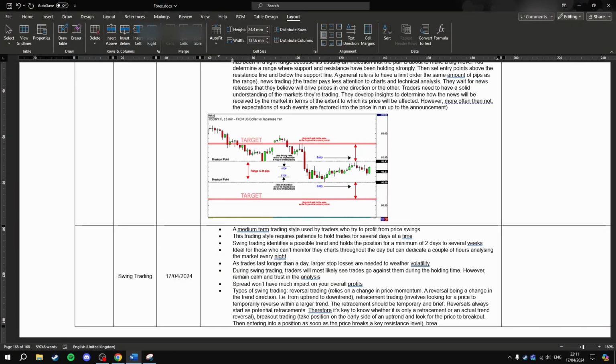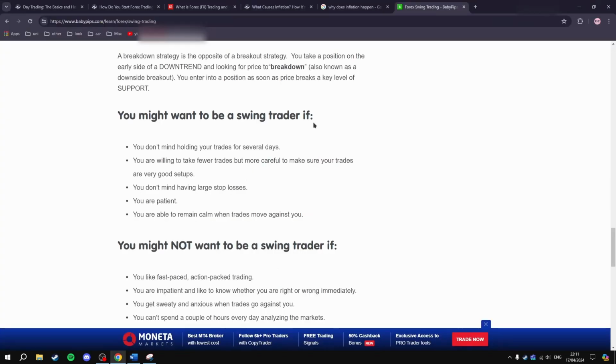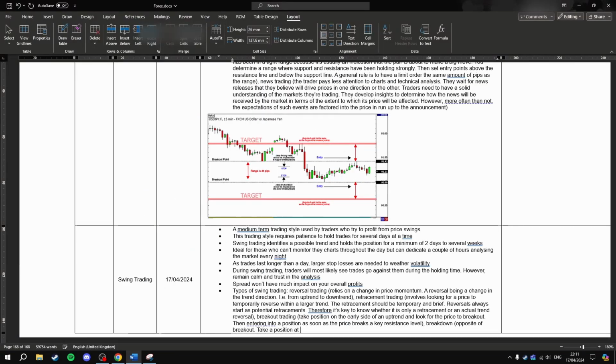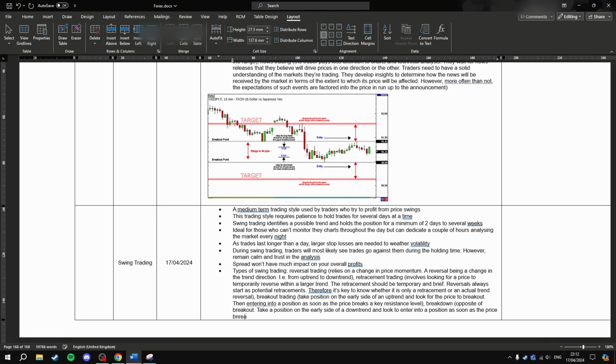Breakdown is the opposite of breakout. So take a position on the earlier side of a downtrend and look to enter into a position as soon as the price breaks a key support level.